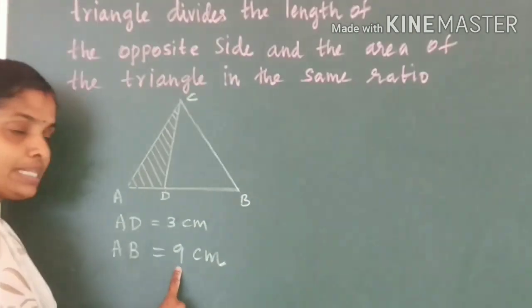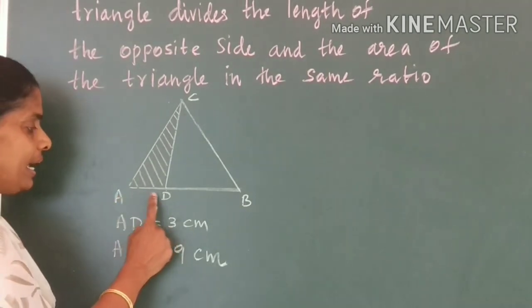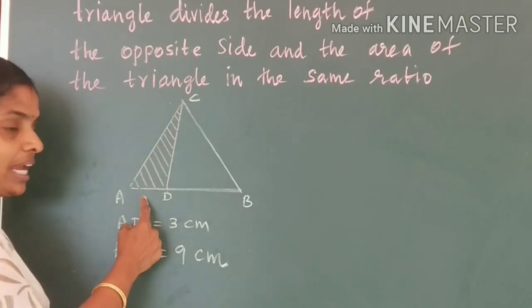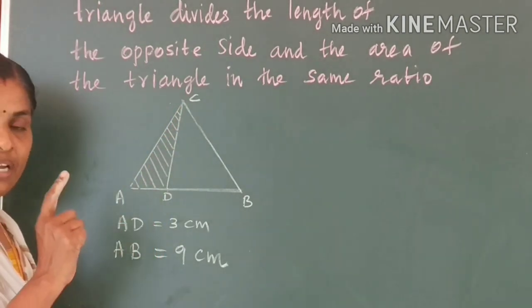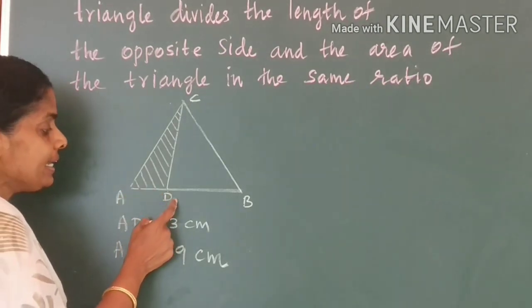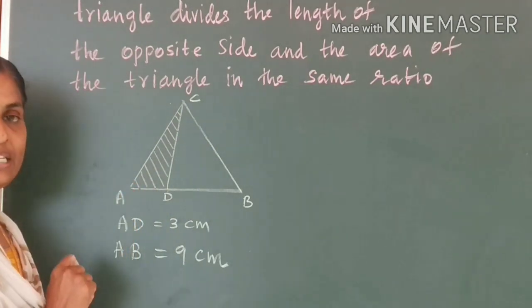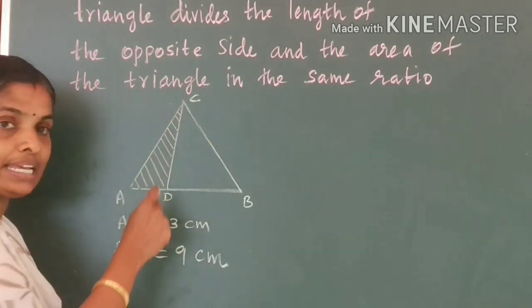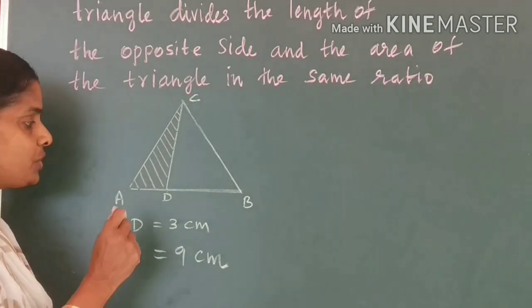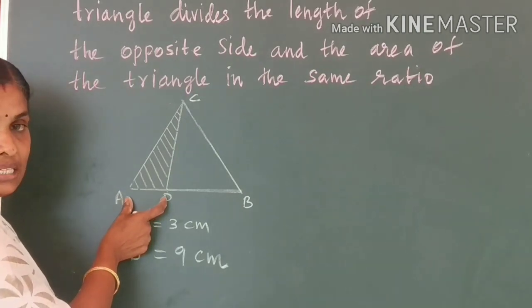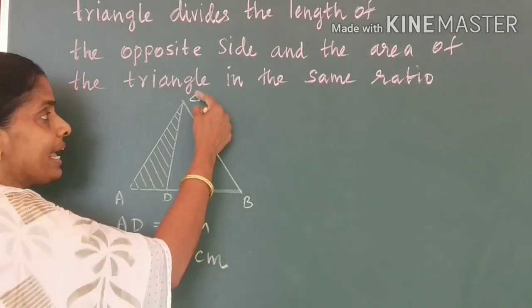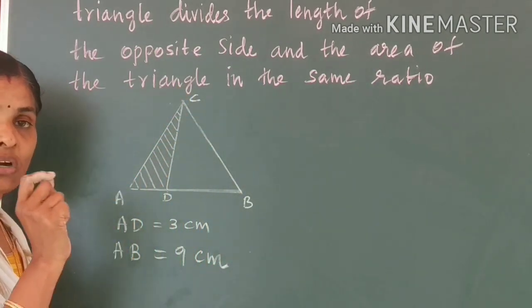AB's measure is 9 cm for me. AD is 3 cm. The small triangle I have shaded for you to understand. Now let us find the area of the smaller triangle ADC. How do you find the area of the smaller triangle ADC? You know, area of a triangle is always half into base into height. For this triangle and also for the bigger triangle ABC, you have a common height.